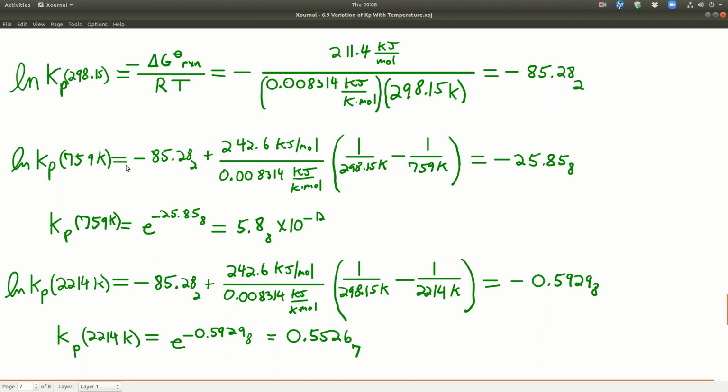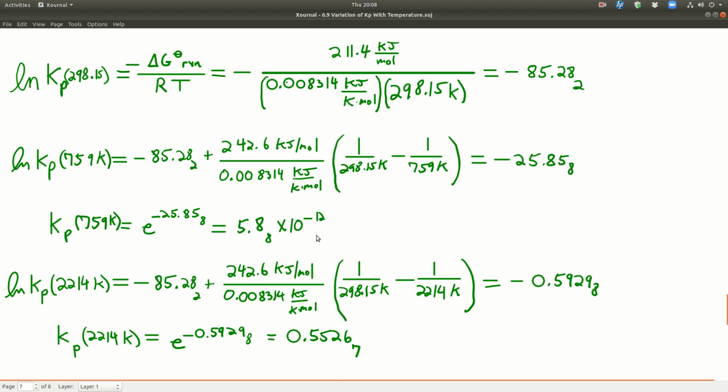So now to get the natural log of Kp at 759, plug this number here, there, for the first term, plus our delta H over R, 1 over 298.15 minus 1 over T final. Check my math, guys, please, but I got a negative 25.858. And so to get Kp, take e to that, which gives us 5.9 times 10 to the minus 12.